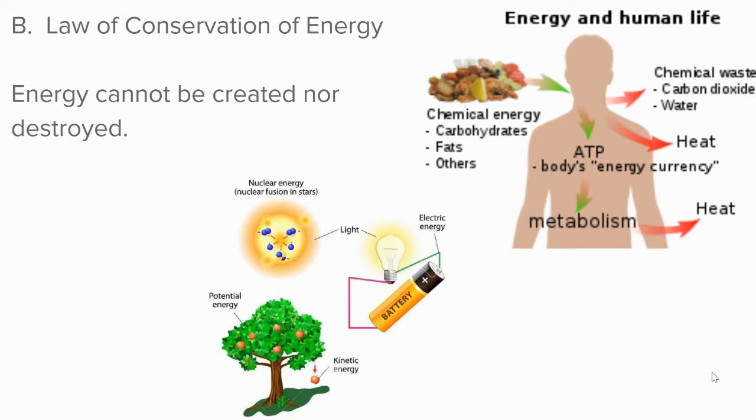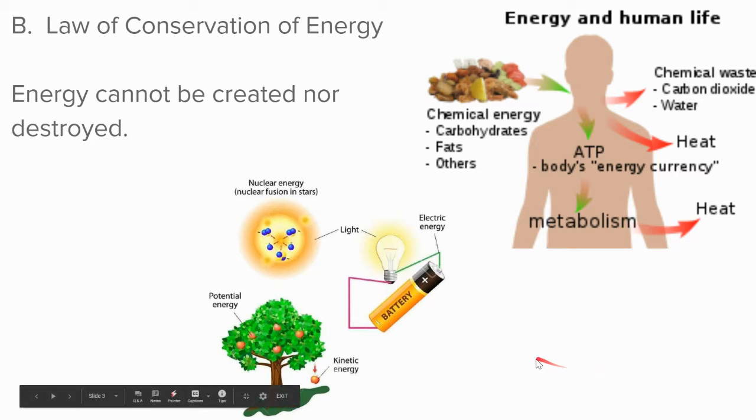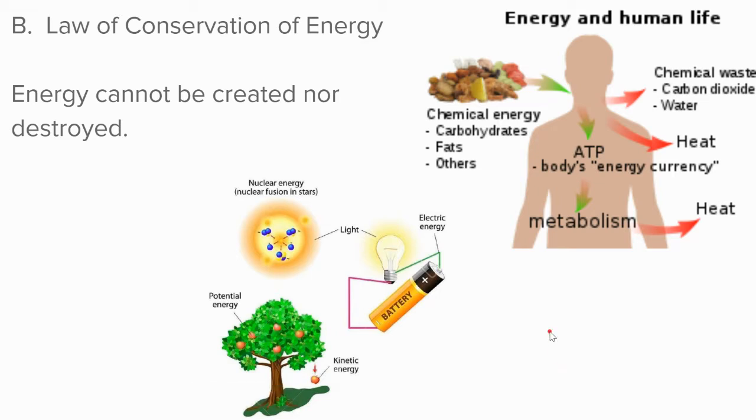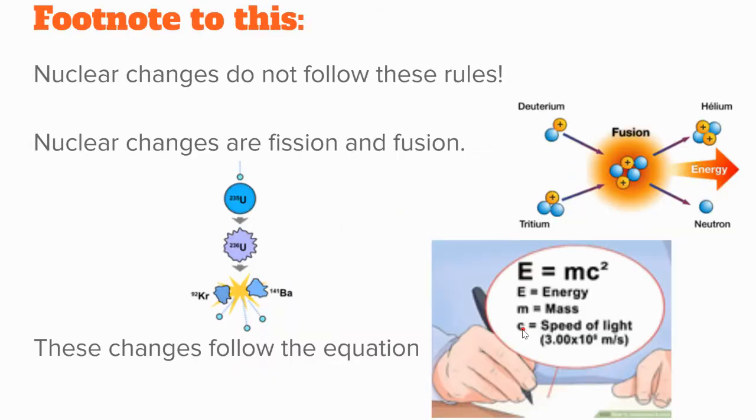And so you guys take in chemical energy through the carbohydrates, fats, and other things that you eat, and that goes into your body to run all the processes that help you live. Your body turns it into ATP, and that's how your metabolism works, and you also then give it off to your surroundings eventually as heat.